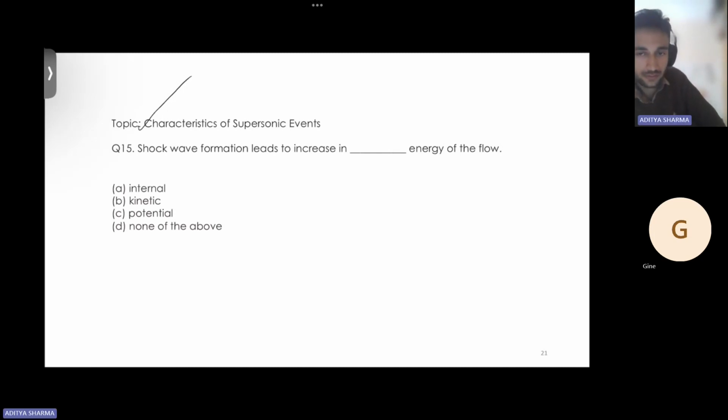It's from the slides only, the lecture content. Look at the options first. Ginny says internal. Harshit says none of the above.